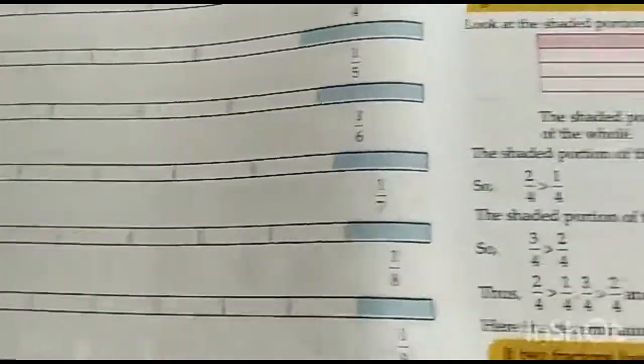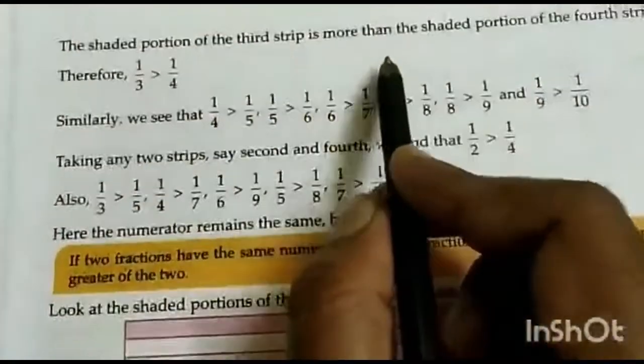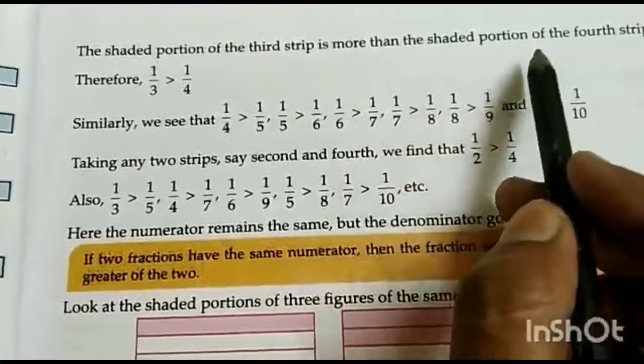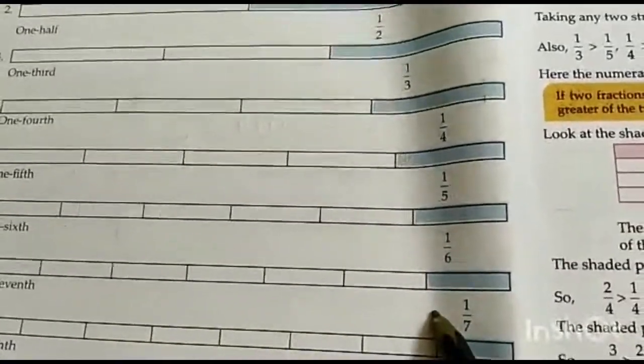Here we have some fractions given. Now let us observe here. The shaded portion of the third stripe is more than the shaded portion of the fourth stripe. Here 1 by 3, this is the third stripe. 1 by 3 is greater than 1 by 4. Similarly, we say that 1 by 4 is greater than 1 by 5. 1 by 6 is greater than 1 by 7.